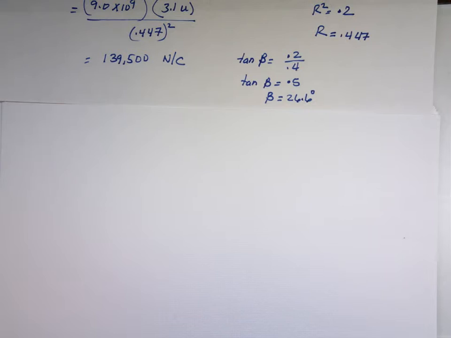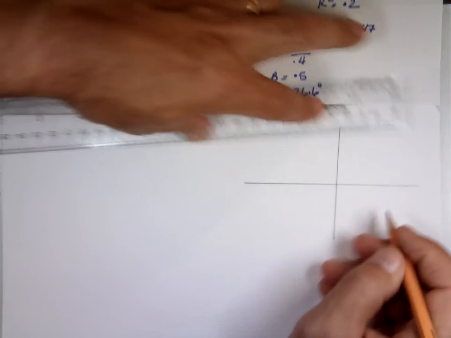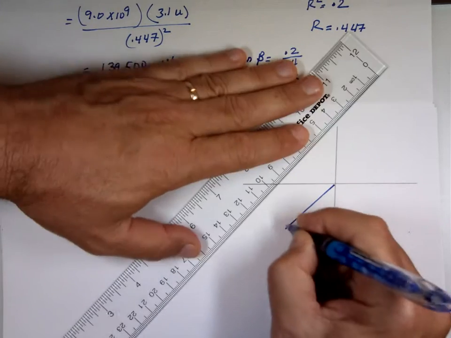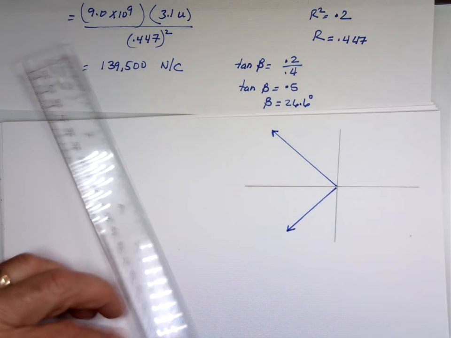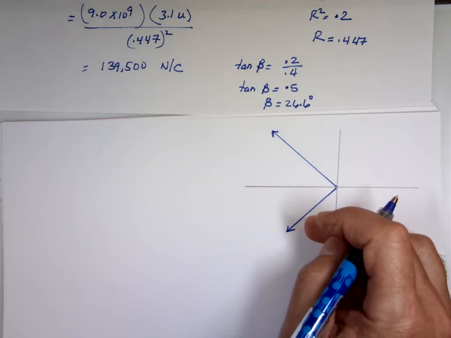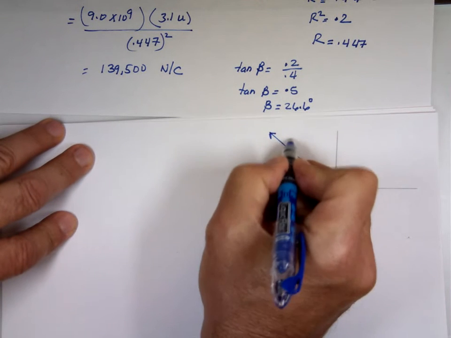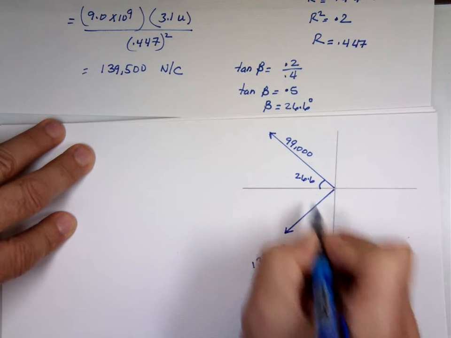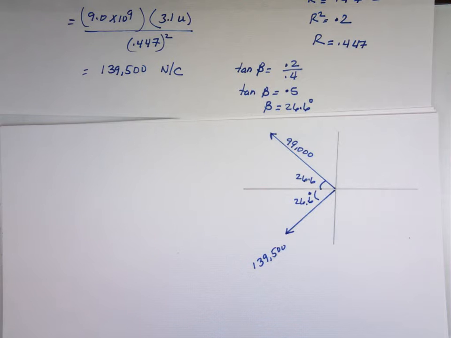Now let's redraw that on a bigger scale. X and Y axes right here. Here's one force or one electric field in this direction. One in that direction. The one coming down here, which one is that? E2. That's 139,500. The one going up is 99,000. We know this angle is 26.6 degrees. We know this angle is 26.6 degrees. And find the result of these two vectors.